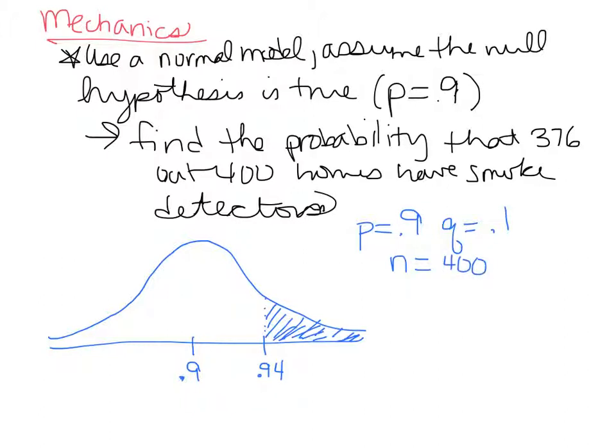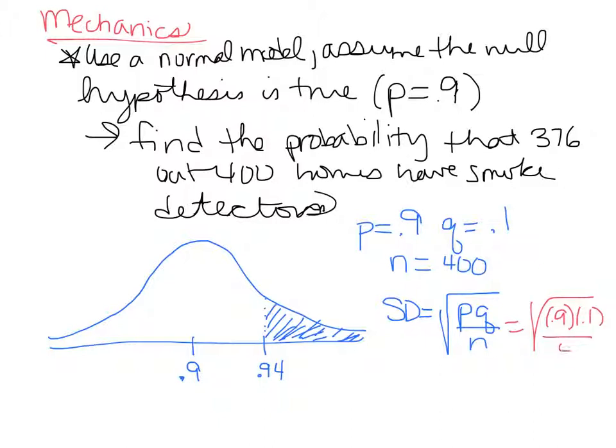So the next thing I'm going to do, making these assumptions, is find my standard deviation. Now, one thing to remember that's important is we're going to use the standard deviation with the assumption that our mean is 90%. So don't use your p hat here. So then once you work this out, you will get 0.015 for your standard deviation.